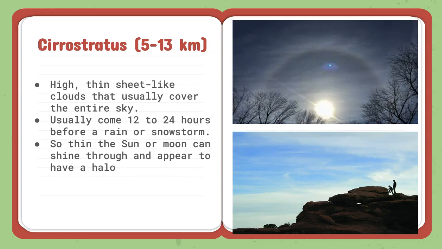Cirrostratus clouds are the last high-level cloud that we are going to learn about. These are high-level clouds, cirro, and stratus, remember, is horizontally developing, and these are high-level clouds that are sheet-like. They cover a lot of the sky. Typically, it is the entire sky, but not necessarily always. These types of clouds usually come 12 to 24 hours before a rainstorm, or even in the wintertime, a snowstorm. And they can be so thin that the sun or the moon can actually shine through and have a little cool halo looking thing. And you can see on this picture here, you can see the halo from the sun coming through the cirrostratus clouds.